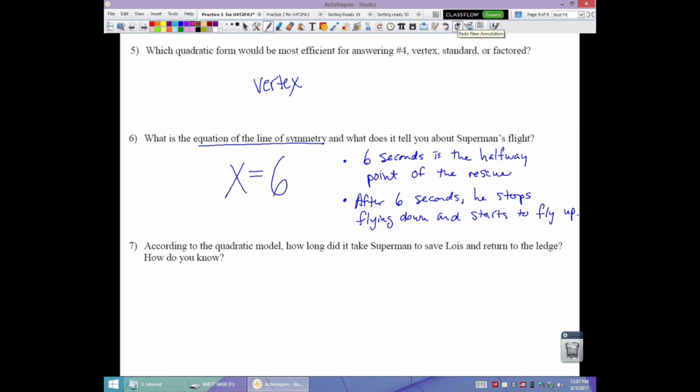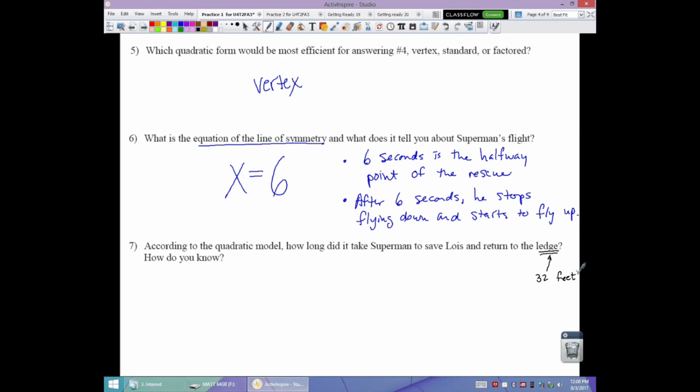So according to the quadratic model, how long did it take Superman to save Lois and return to the ledge? And how do we know that? Well, in our next topic, you will learn how to put in a desired value for the y and solve that equation, but we haven't done that yet. There must be a simpler way to answer this. Well, remember, the ledge is where he started. The ledge, he was there in the beginning at 32 feet.